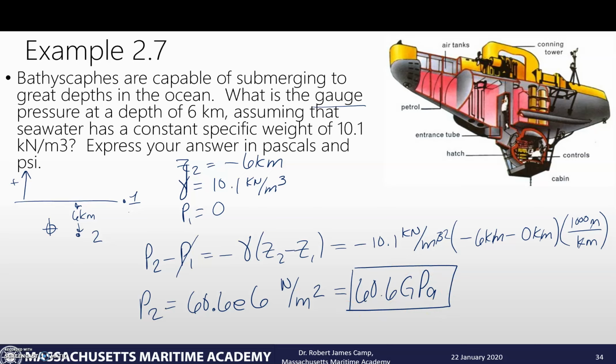Now, we do want to convert this answer also into our English system. So what I'm going to do is I'll just put it right down here. I'm going to take that number. I'm going to look up the conversion factor, which is 1.45 times 10 to the negative 4th, and that's psi per pascal. So if I multiply those two together, I get 8,790 psi. And so you can see why I said that the atmospheric pressure really doesn't matter, because 8,790 as opposed to 8,804, not really a lot of difference.